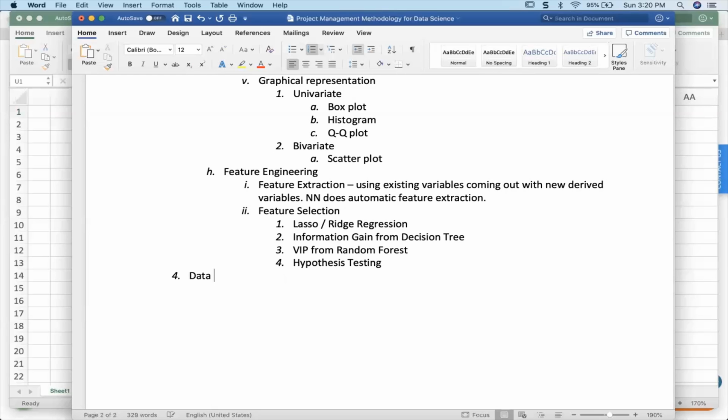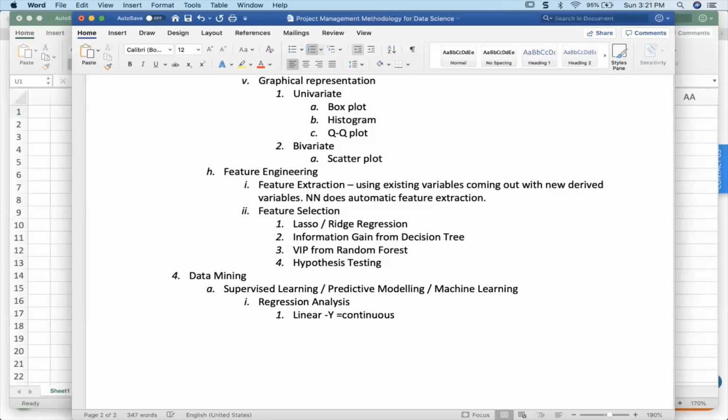And then you move towards data mining, within which you have supervised learning, which is also called predictive modeling or your typical machine learning, within which you have something called regression analysis, within which you have linear regression. You apply this when your output variable is continuous. You are least bothered about your input variables. Only if output is continuous, you simply go with linear. Logistic when your output is discrete with 2 categories.